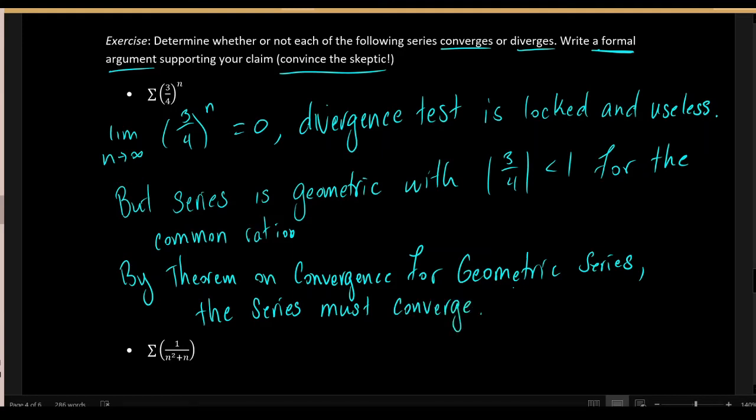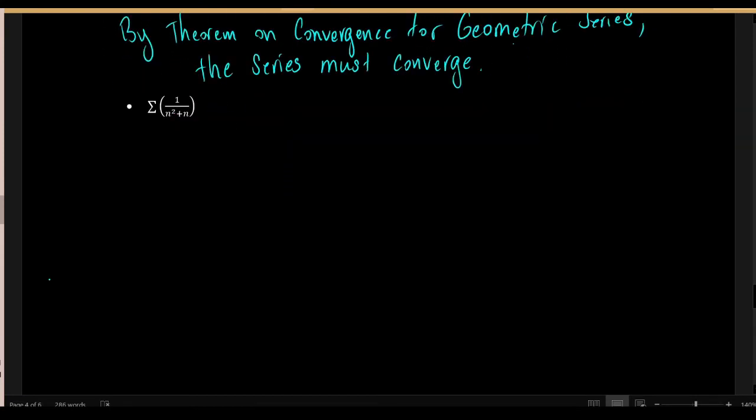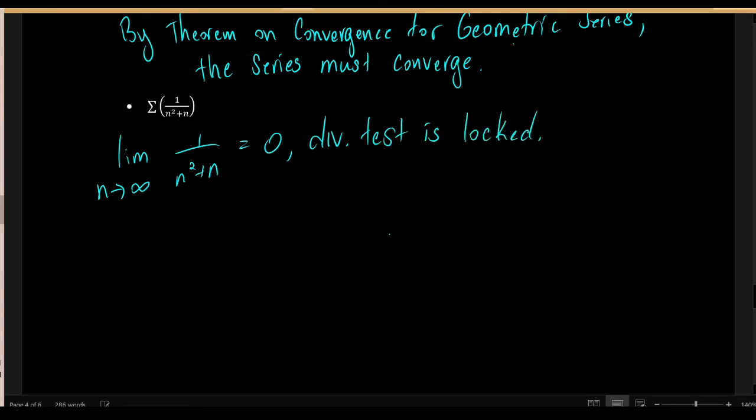Okay, let's try it with the second example, where the associated sequence is 1 over n squared plus n. Now if I quickly look at the limit of the sequence, the limit of the sequence is going to 0, which means the divergence test is useless, still locked up. Likewise, this series is not geometric. It's not in the form of number to a power, which means that the theorem for convergence of geometric series is still locked.